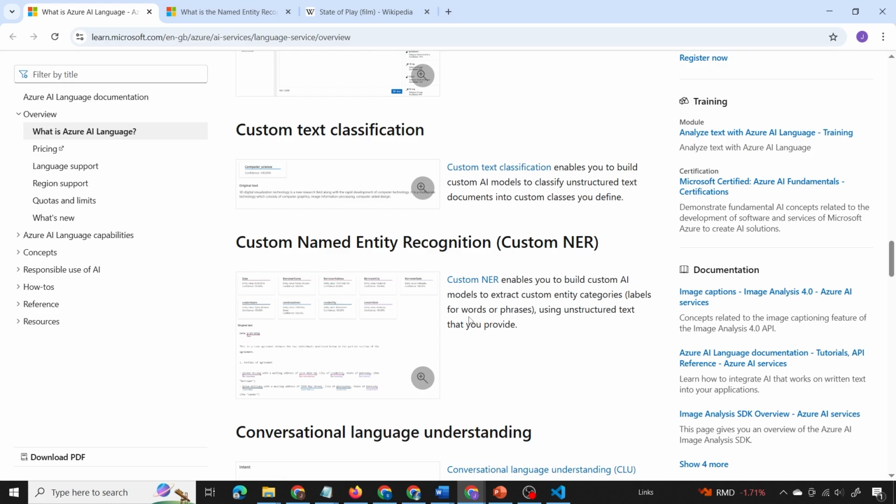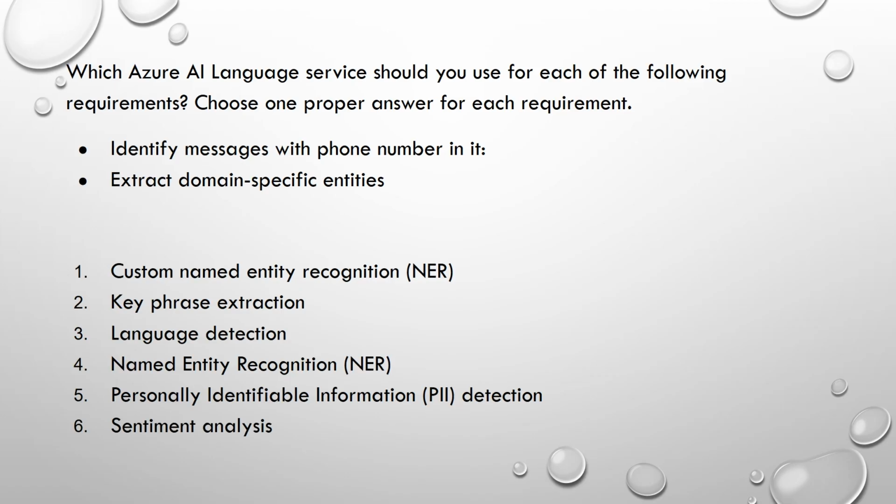Now let us get back into the question. Now, which feature of Azure AI Language Service is used to identify messages with phone number in it? So that feature is PII detection. So this is the correct answer for the first requirement. Now next is extract domain specific entities. So since it mentions domain specific entities, the feature is custom named entity recognition. So it is a custom model.